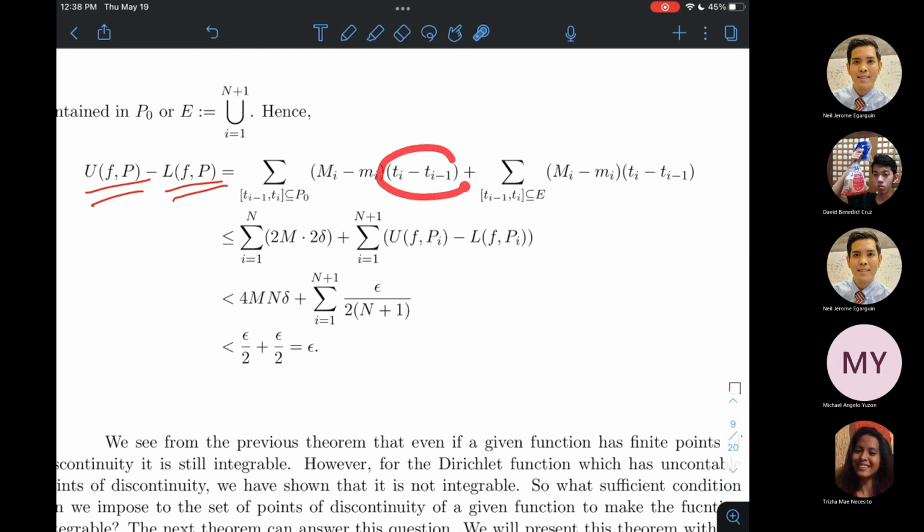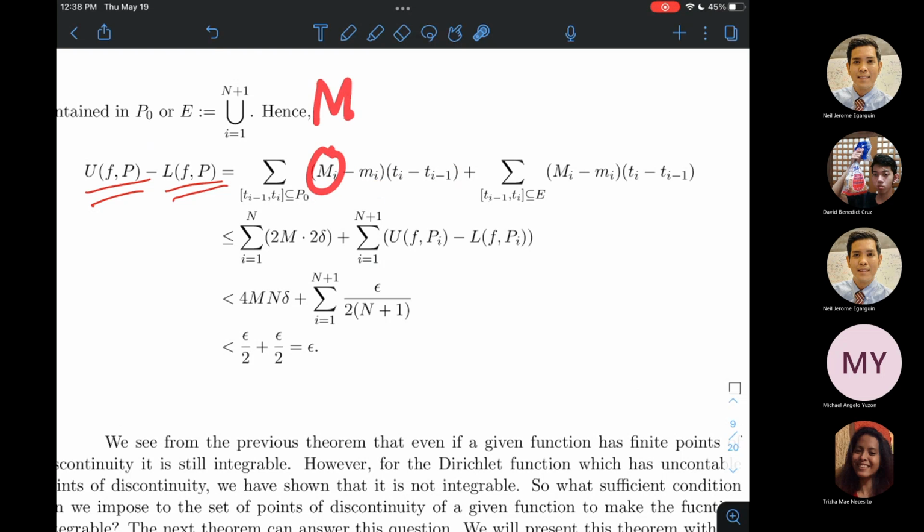Now, unahin natin to. Mas madali kasi to. t sub i minus t sub i minus 1. This is 2 delta, right? Kasi ito yung haba ng bawat sub-interval na yellow. So, 2 delta yan. There you go, 2 delta. And then, capital M sub i minus little m sub i. Ito yung maximum sa ith subinterval. Ito yung minimum dun sa isang subinterval.